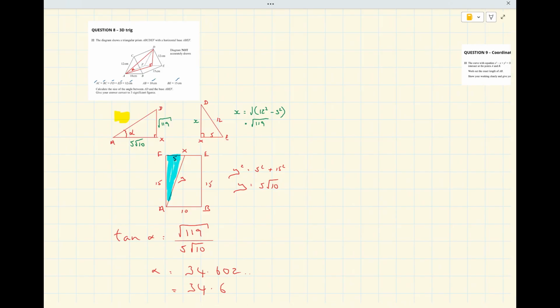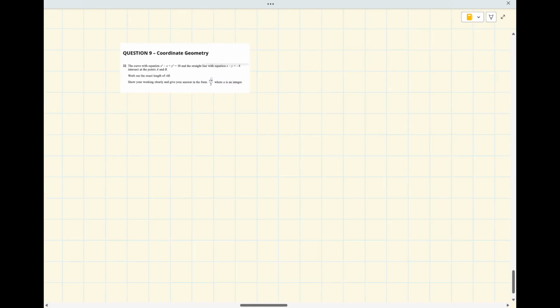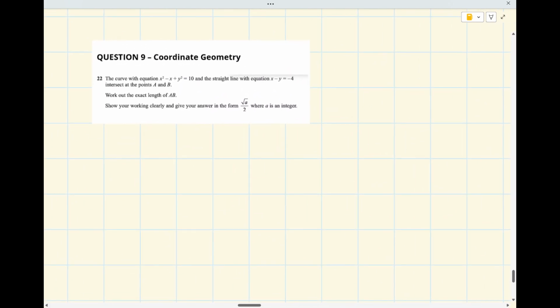Okay, happy with that. Let's have a look at question 9. Aha, we're switching, just as your papers will switch. Now a question on coordinate geometry. What have we got here? We've got a curve with an equation and a straight line with an equation, and they intersect. A bit of algebra there, perhaps, to find the points of intersection. Work out the exact length of AB.